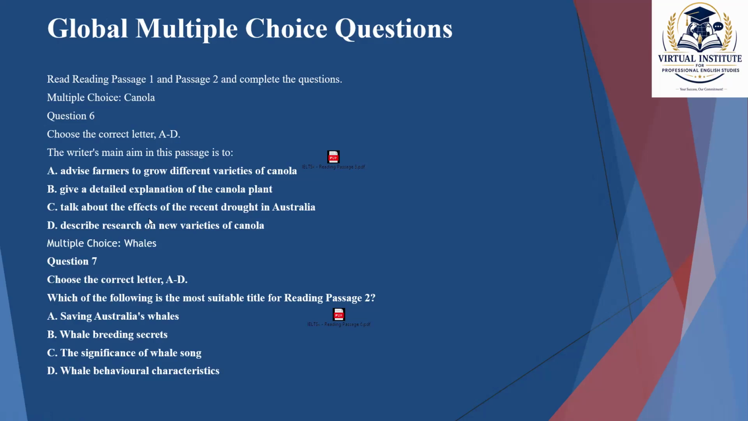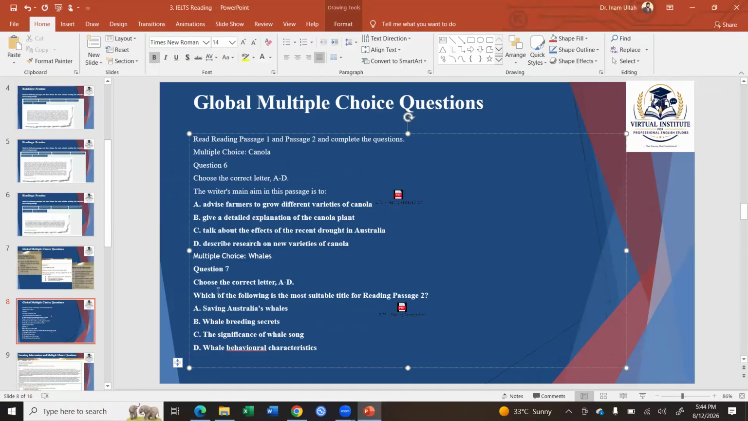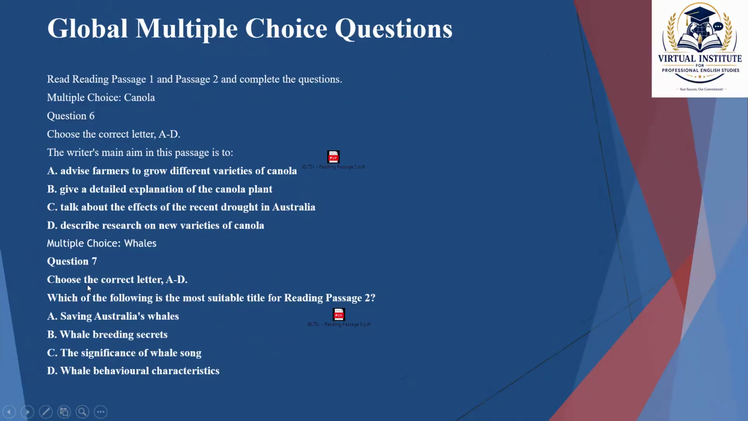Okay, let's move to the next passage. Again, we have read this passage. Question number 7. Choose the letter from A to D. The question is, which of the following is the most suitable title for reading passage 2? So now we have to choose the title. Saving Australia's whales, whale breeding secrets, the significance of whale songs, and whale behavioral characteristics. So keep these options in your mind, and I'm going to show you the passage, okay?